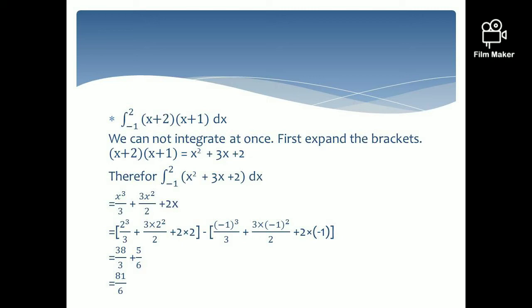If you substitute 2, you receive 2 cubed over 3 plus 3 into 2 squared over 2 plus 2 into 2, minus minus 1 cubed over 3 plus 3 times minus 1 squared over 2 plus 2 into minus 1. If you simplify this, you receive the answer 81 over 6. That means if you integrate x plus 2 times x plus 1 from minus 1 to 2, you receive the answer 81 over 6.